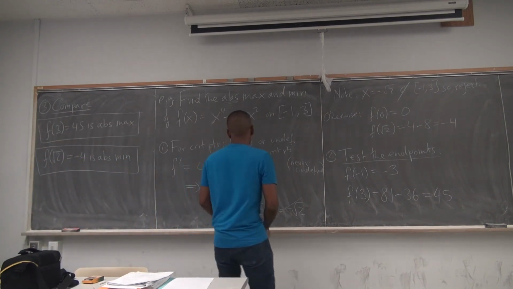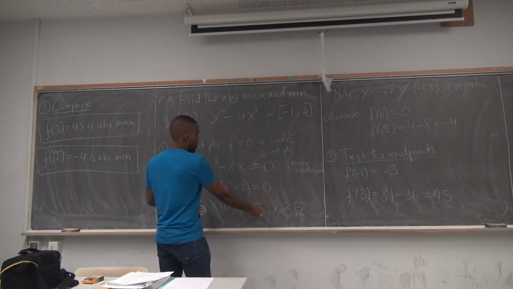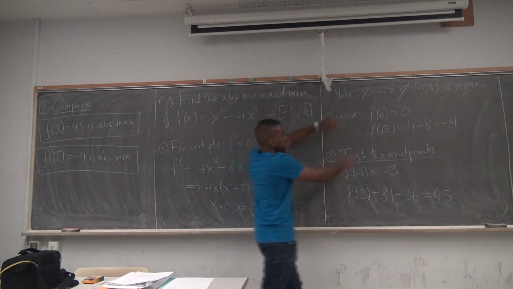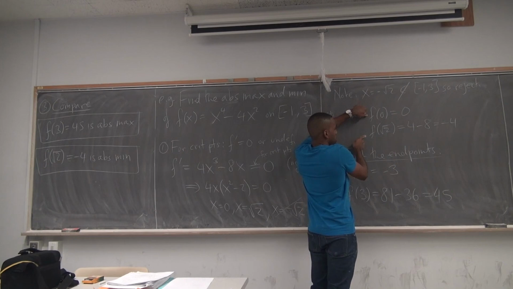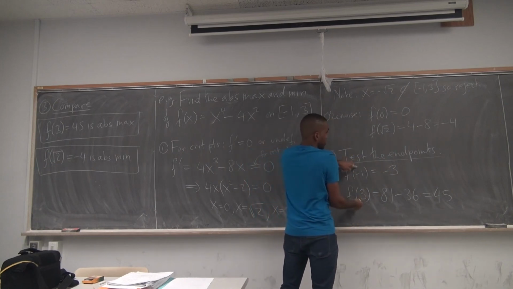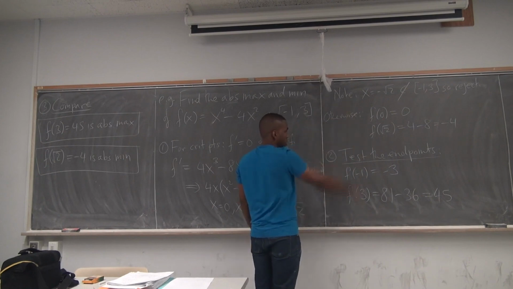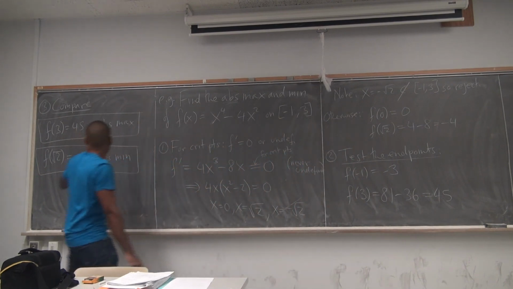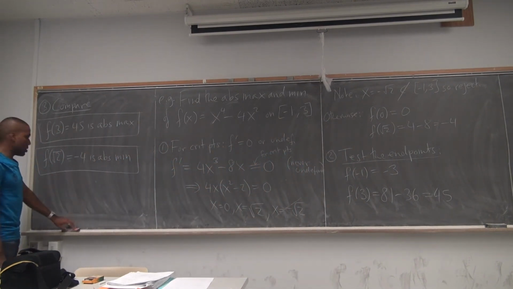So, the first thing you do is you find the critical points, figure out which ones are in the interval, and test those points in the original function. Then you test the endpoints, right? These are the values that you're given, test those in the original function. At the end of the day, you're going to have a bunch of y values. Take the biggest one, that's your absolute max. Take the smallest one, that's your absolute min.